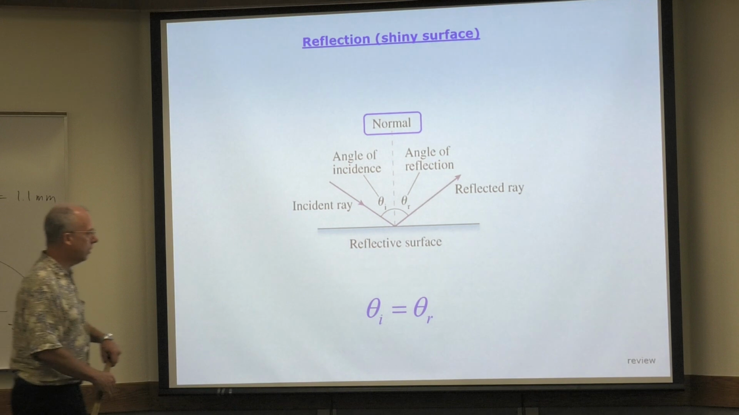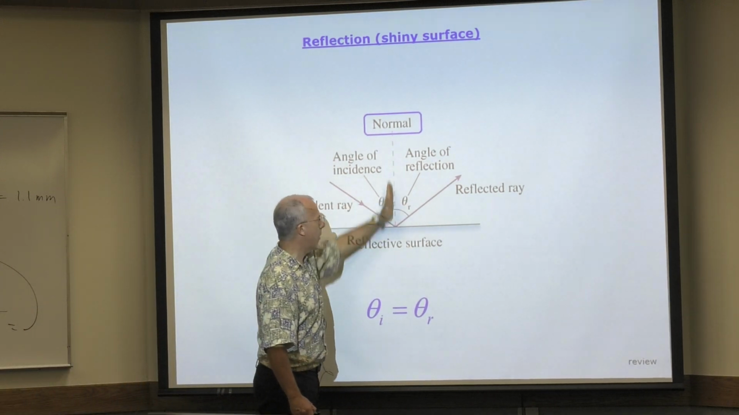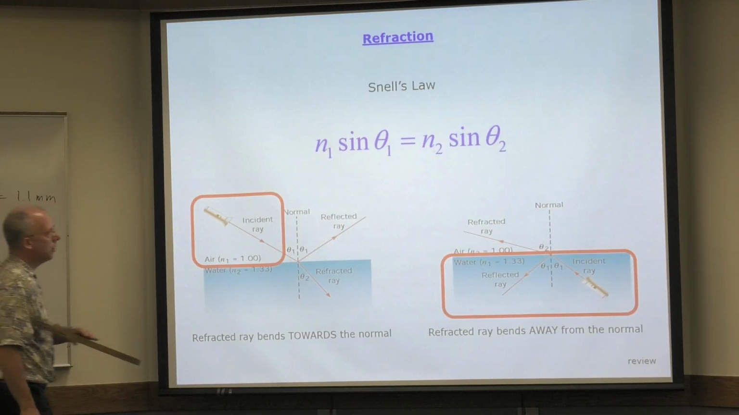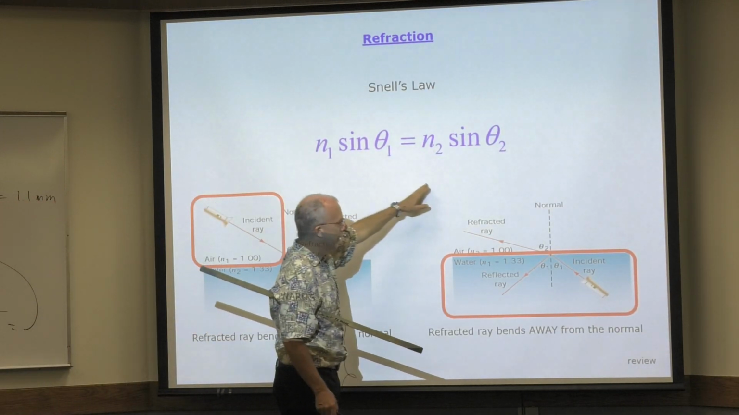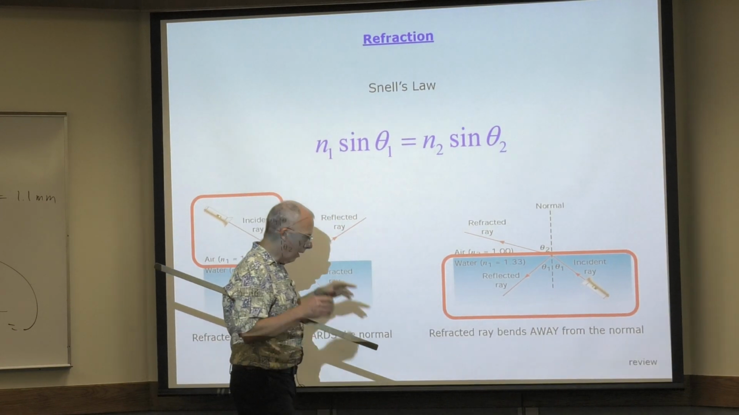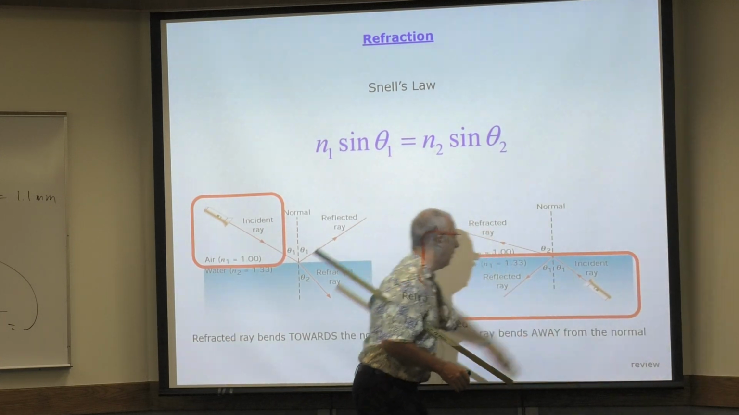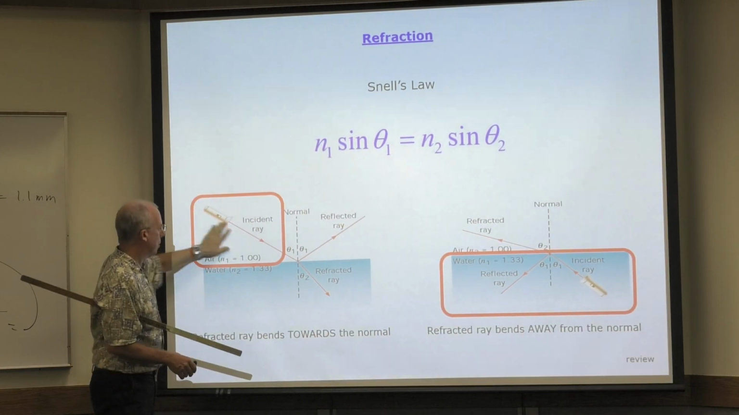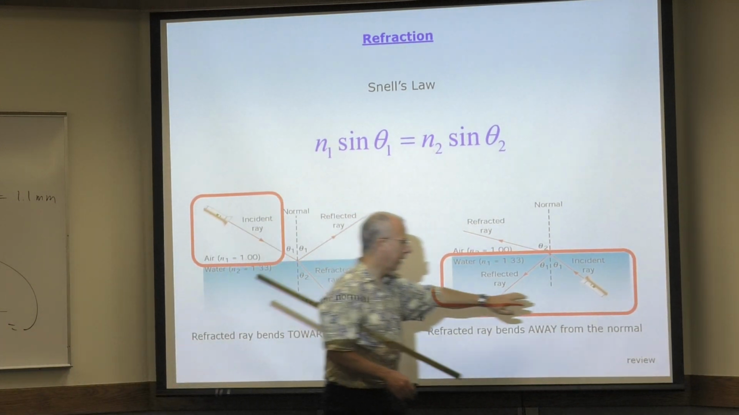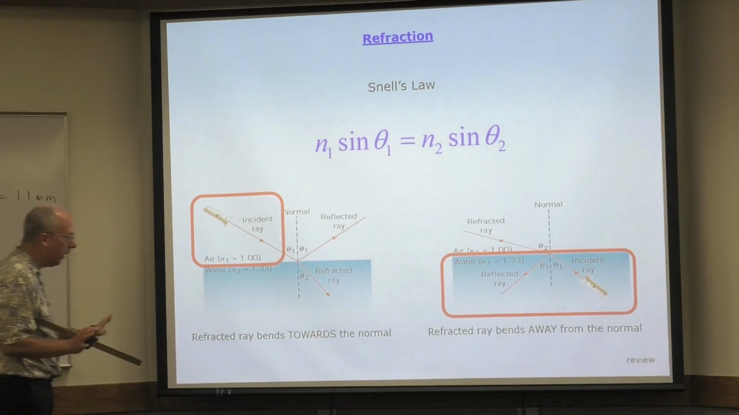So law of reflection, angle of incidence equals angle of reflection, always relative to the normal. Refraction, Snell's law, n1 sine theta 1 equals n2 sine theta 2, all right? Where n1 is the medium where the source of light is. So here the source of light is in the air, so air is n1. And here the source of light's in the water, so the water is n1. Got to be careful about little things like that, they can kill you.